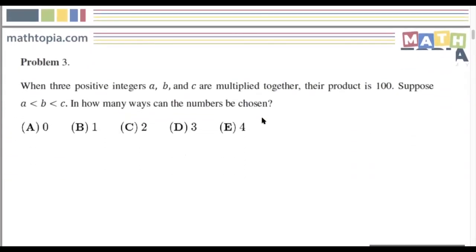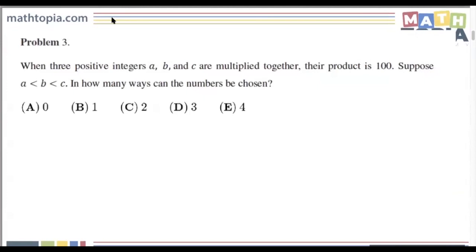All right. Problem 3. So we have 3 positive integers multiplied together such that their product is 100. And we have this inequality. So A is less than B is less than C. And we want to find the number of ways the numbers can be chosen. So, well, all the factors of 100 include 1, 2, 4, 5, 10, 20, 25, 50, and 100. All these.